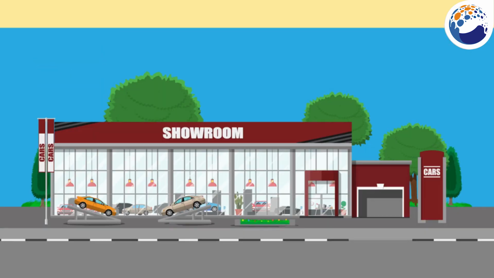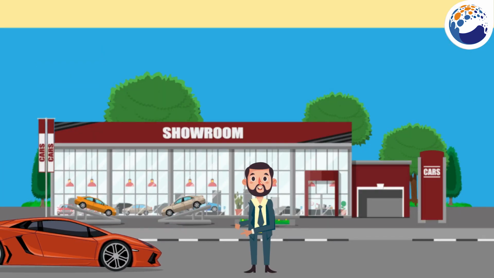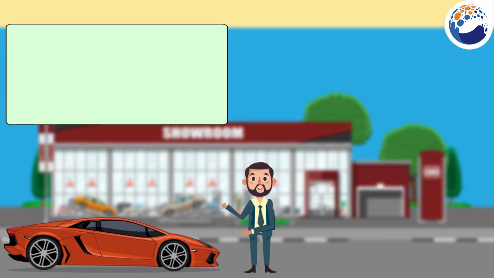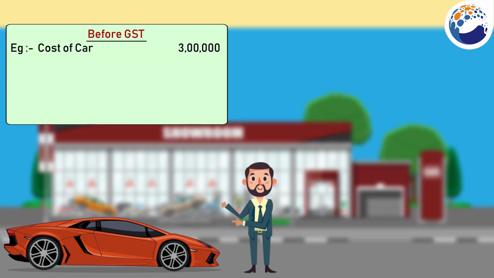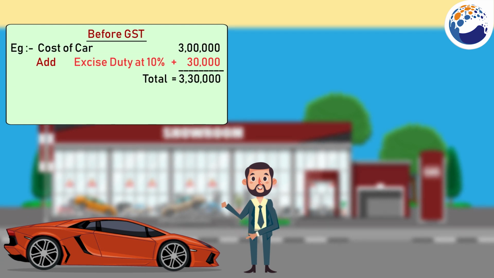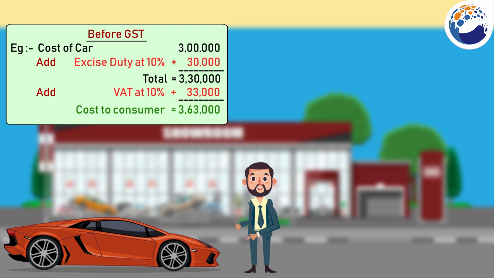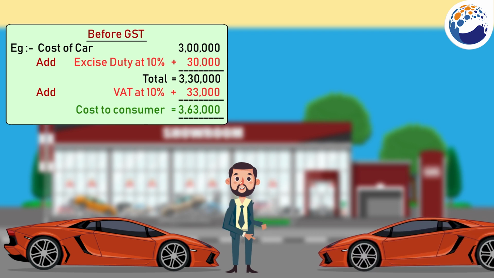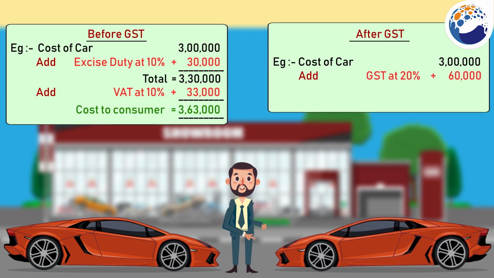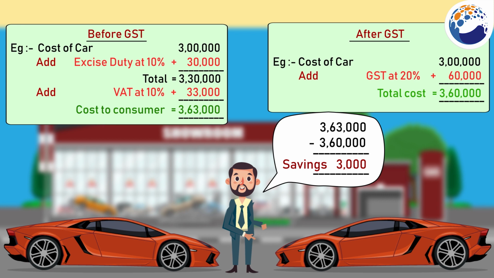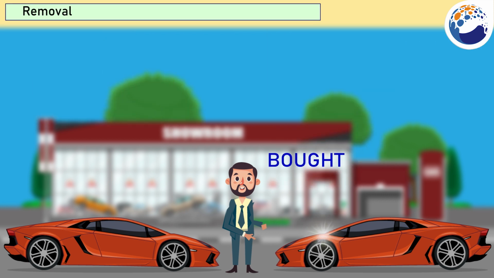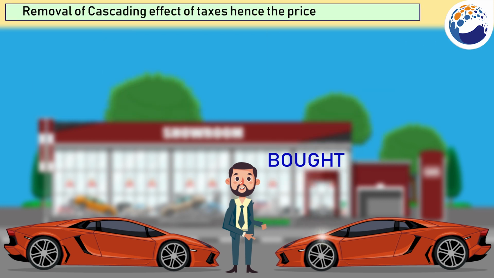Before GST, if a customer bought a car, then after levying different taxes, the cost of the car for the customer would have been rupees 3,63,000. But after implementation of GST, the same car cost him rupees 3,60,000. There is a difference of 3,000 rupees. So GST has removed the cascading effect of taxes and hence the prices are controlled.